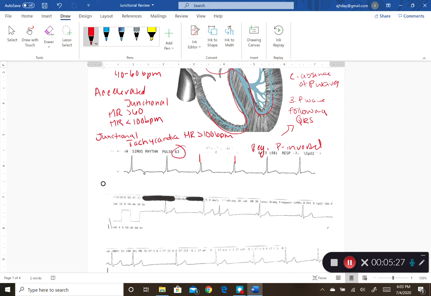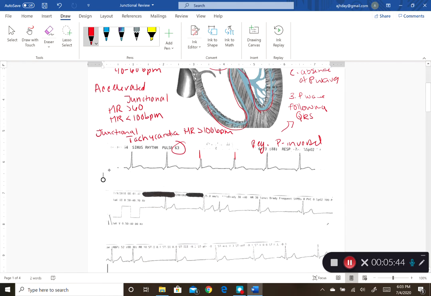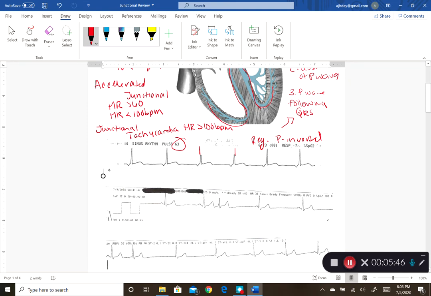So I know it's junctional, but I need to figure out what type of junctional. So going back here, I'm going to look at this heart rate. My heart rate is over that normal intrinsic rate of the AV node, so it's not junctional escape. Even though it's a little bit over, it is still over. So we're going to go into this accelerated junctional category because the heart rate's above 60, but it's less than 100.